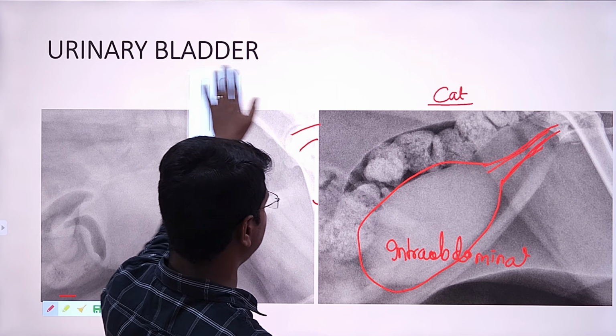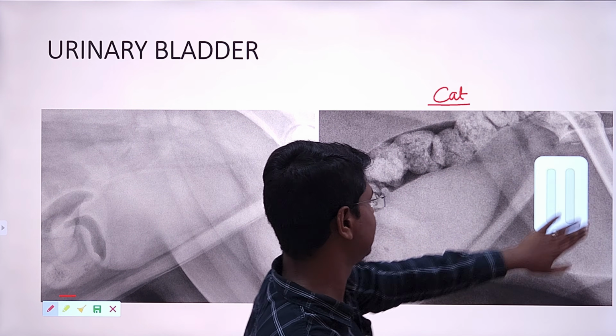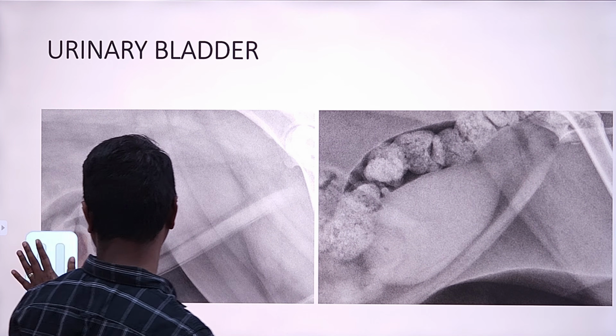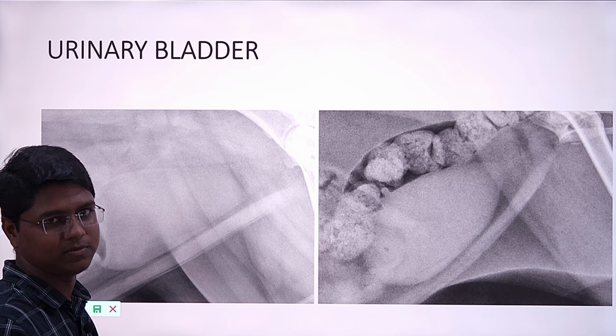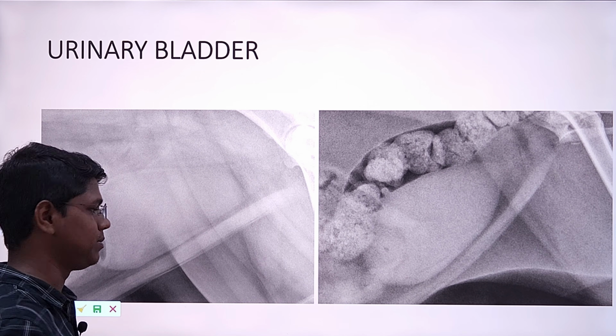You know the bladder has two ligaments, lateral ligament and the ventral ligament. Okay, which contain the fat due to which the bladder is visible. If there is less fat, then the bladder will not be visible.